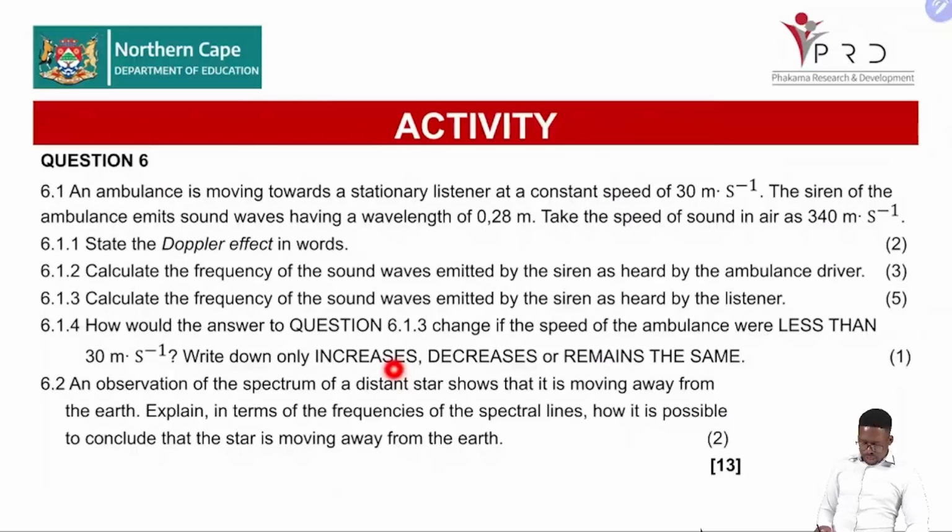Then I'm giving you 13 minutes to attempt this question. An ambulance is moving towards a stationary listener at a constant speed of 30 meters per second. The siren of the ambulance emits a wave having a wavelength of 0.28 meters. Take the speed of sound in air as 340 meters per second.